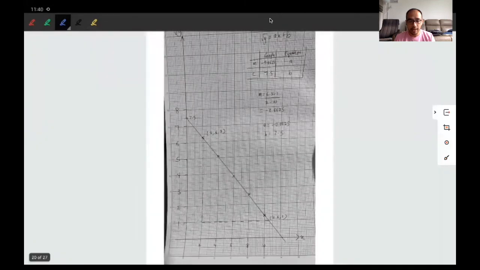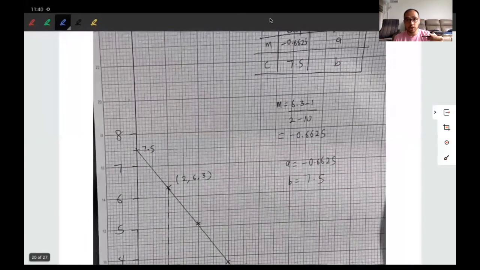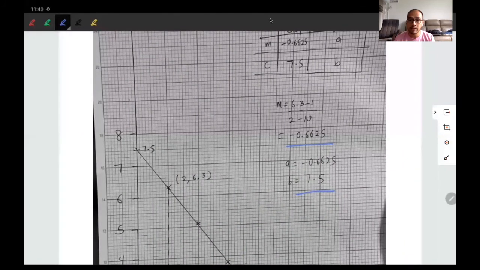Okay, anyway, try it on your own. But this is my answer. So the gradient is negative 0.6625, and B, which is actually the y-intercept, is 7.5. I got about 7.5.